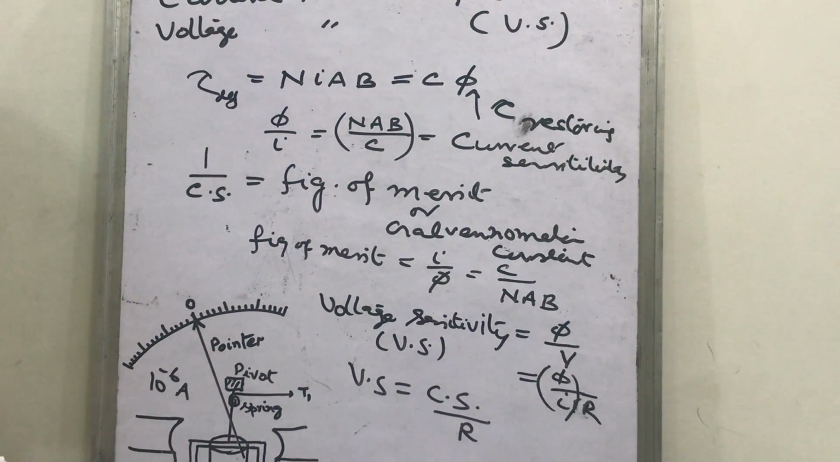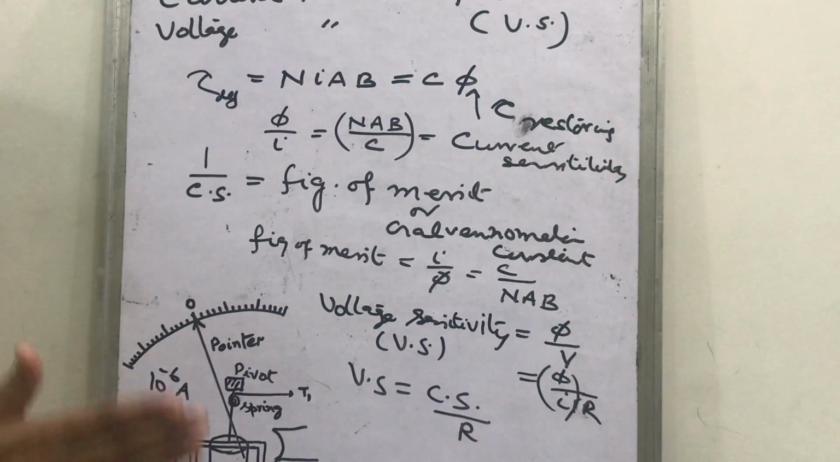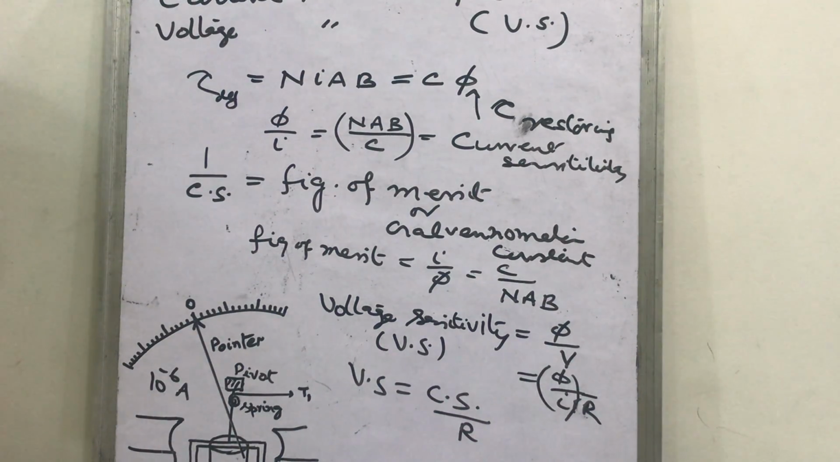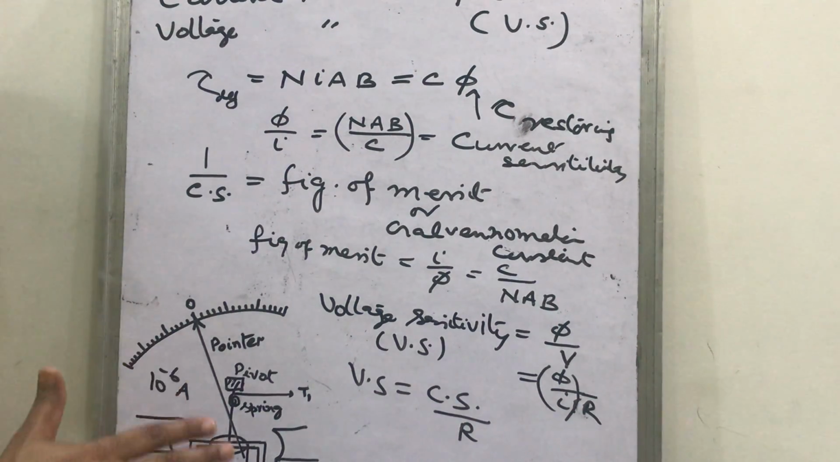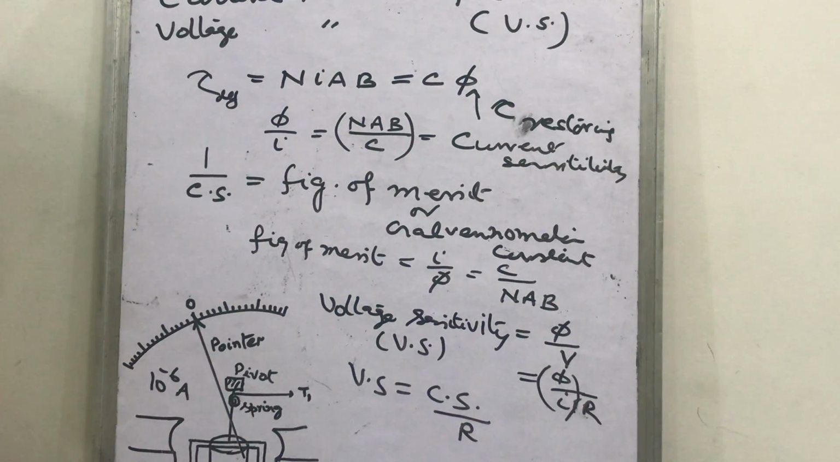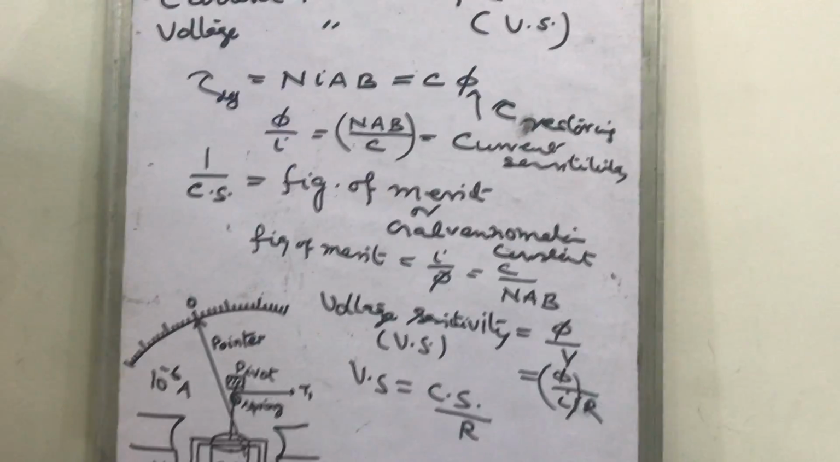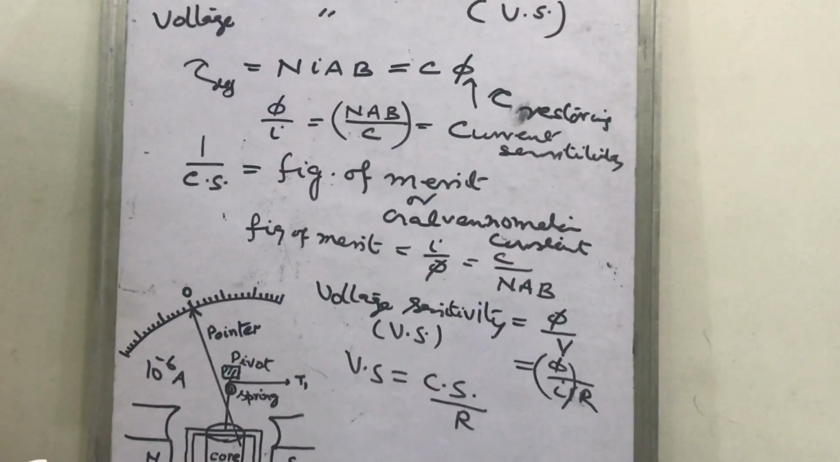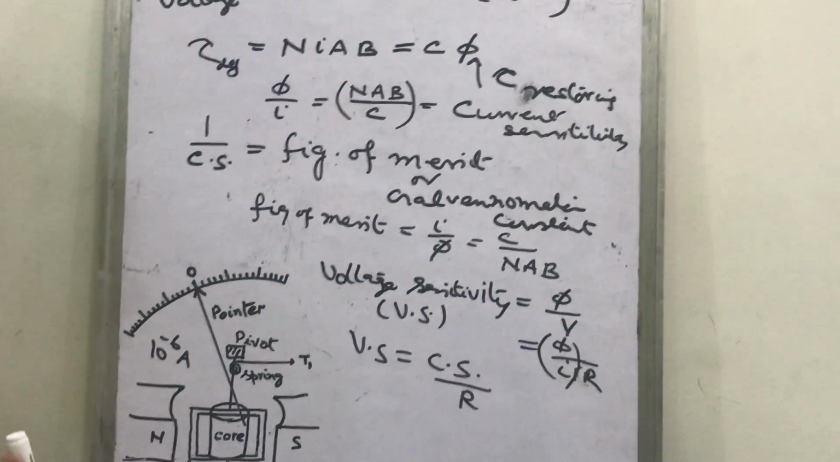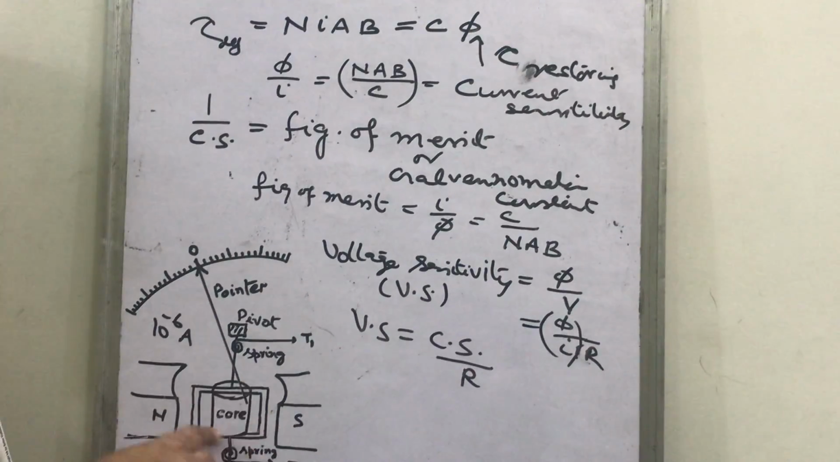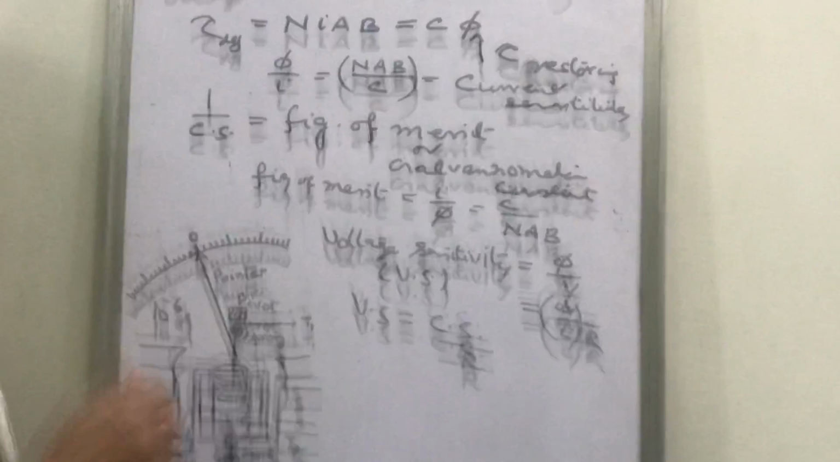Now, what would you like to know about the galvanometer before you convert it into ammeter or voltmeter? The voltmeter and ammeters are made from this galvanometer. So what should you know before converting it into ammeter and voltmeter? You know that this copper coil is wound on an aluminum frame.